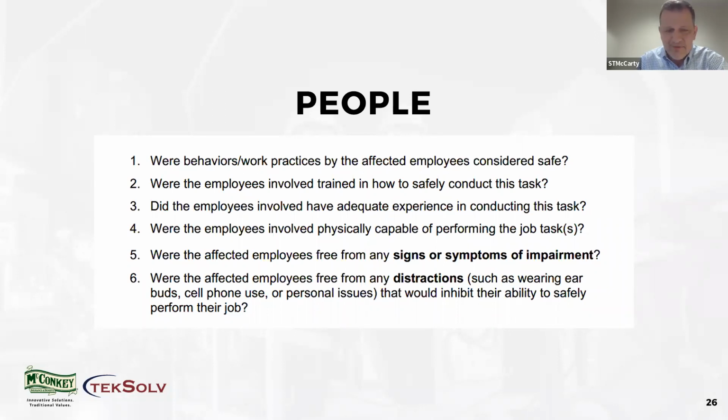Drugs, alcohol, especially in the past few years, where construction leads all industries in suicide. So people kind of medicate themselves to address problems in their lives. And then the last one, were there any signs of distraction? Earbuds, cell phone use, personal issues, a death in the family, a marriage that's going south, things like that might inhibit somebody's ability to focus on the task at hand.